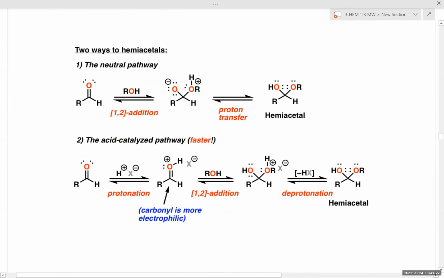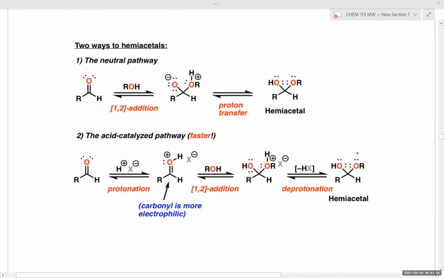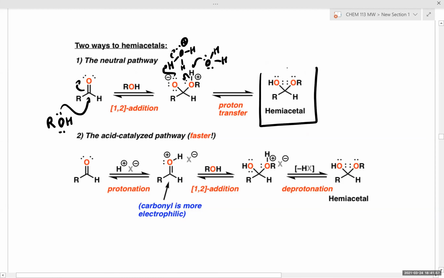Okay, so let's talk about the two mechanisms to make hemiacetals. The first of which is the neutral pathway. So in this case, we have our alcohol. It attacks our carbonyl carbon. And then from there, we have a series of proton transfer steps. So we pull off a proton from our added alkoxy group, and then we protonate our alkoxide ion generated. That in turn gives us our hemiacetal.